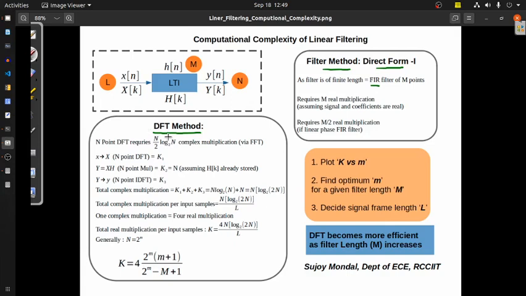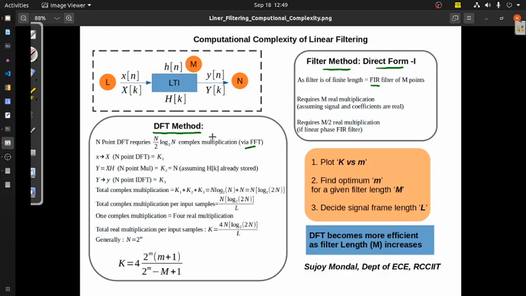There is some information which is required before starting this computation and complexity calculation. An N-point DFT requires N/2 log2 N complex multiplications if it is done via FFT techniques. FFT stands for Fast Fourier Transform.